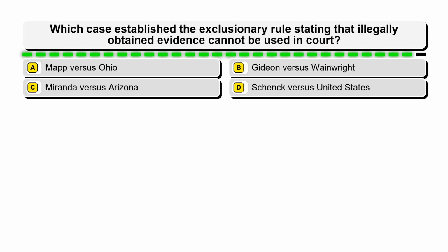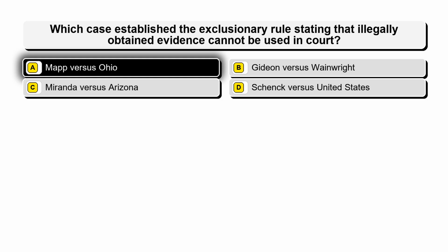Question 139. Which case established the exclusionary rule stating that illegally obtained evidence cannot be used in court? Option A, Mapp v. Ohio. Option B, Gideon v. Wainwright. Option C, Miranda v. Arizona. Option D, Schenck v. United States.